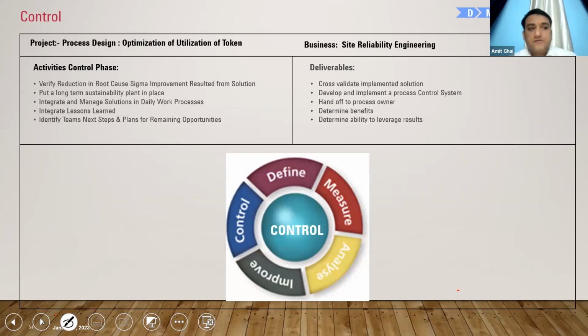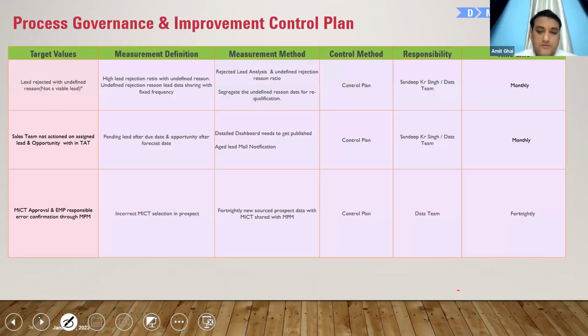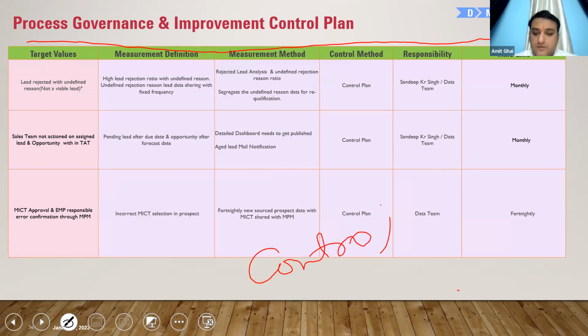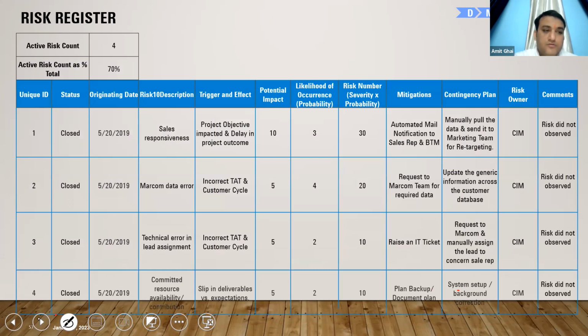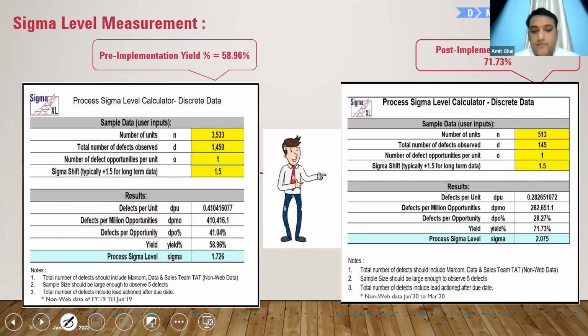And finally, it comes to the control phase. The most important deliverable of the control phase is the control plan: target value, measurement definition, method, control method, responsibility, and timeline. And then you also do the Six Sigma improvement study.